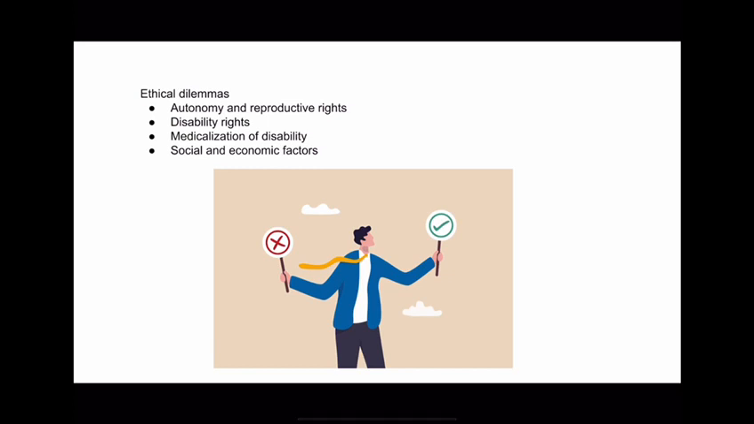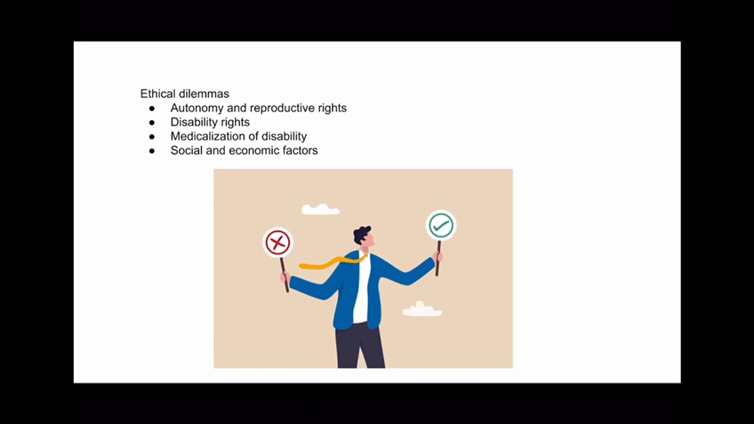Then we can move on to the social and economic factors. The decision to terminate a pregnancy may be influenced by social and economic factors, such as the availability of healthcare, social support, and financial resources to the mother of the child. And some argue that these factors can contribute to unequal access to reproductive healthcare and may disproportionately affect marginalized communities.